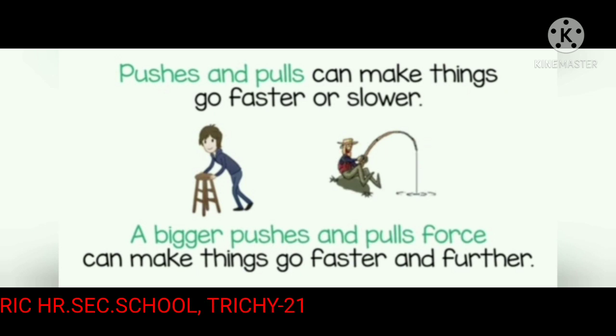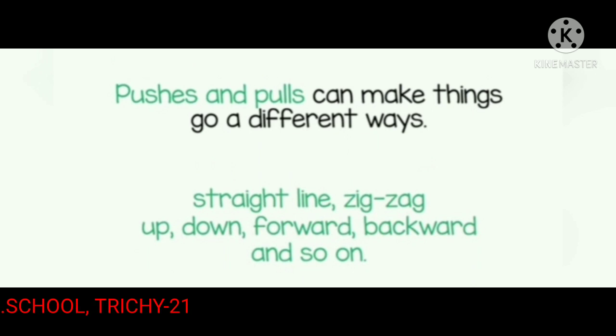Pushes and pulls can make things go faster or slower. A bigger push or pull force can make things go faster and further. For example, pushes and pulls can make things go in different ways: straight line, zigzag, up, down, forward, backward, and so on.